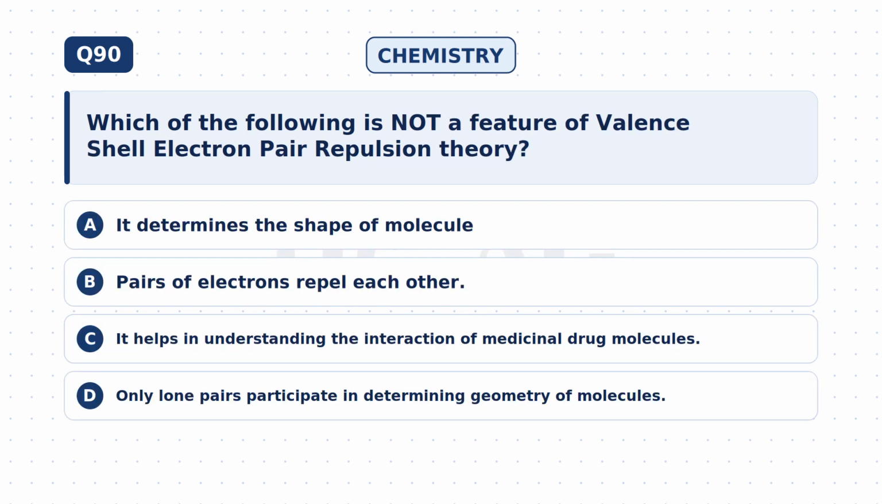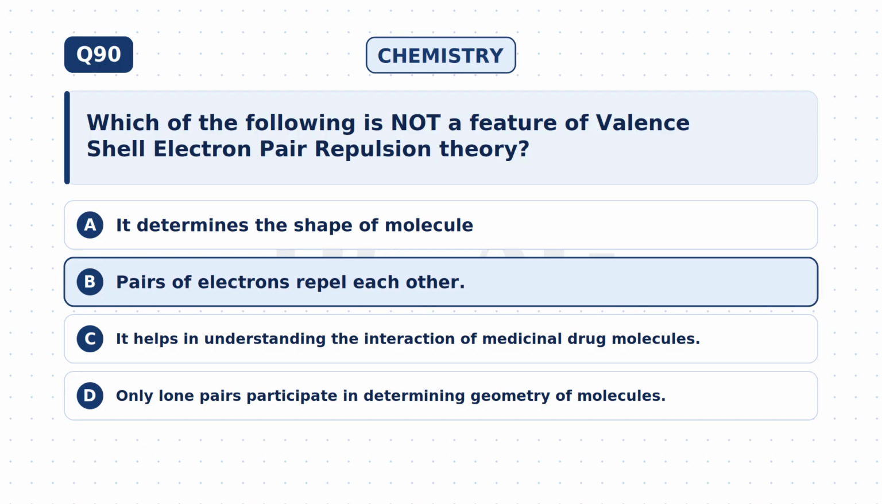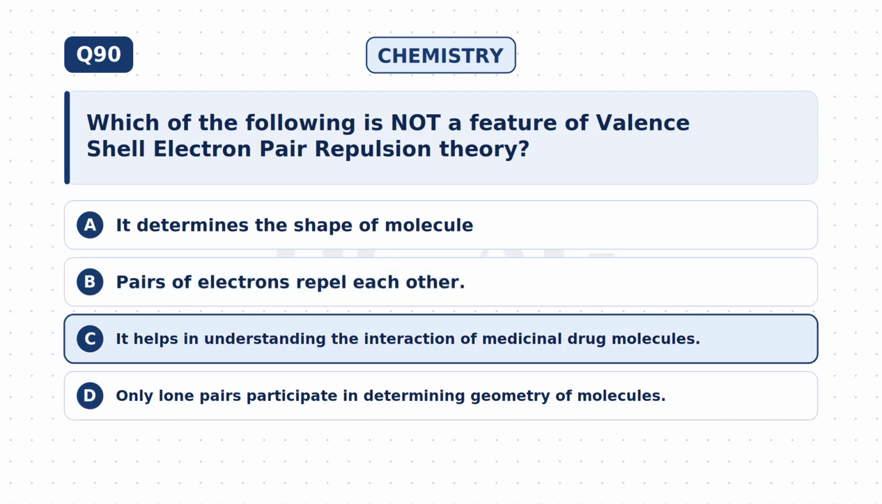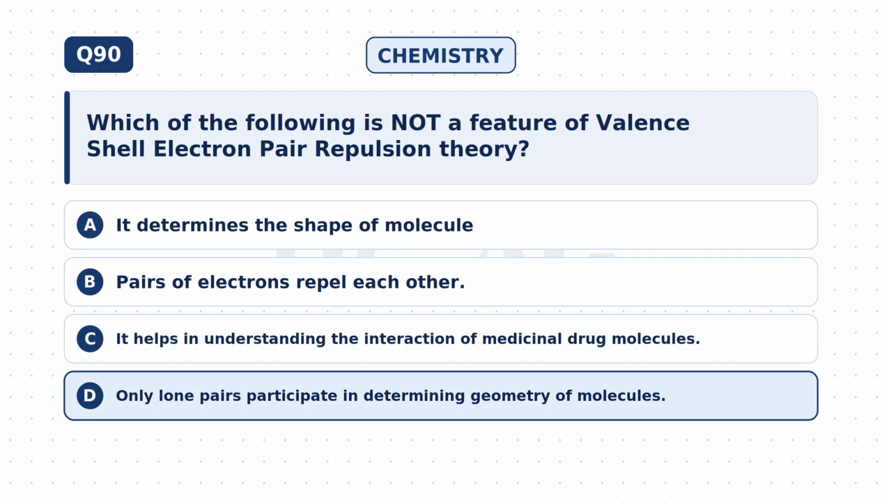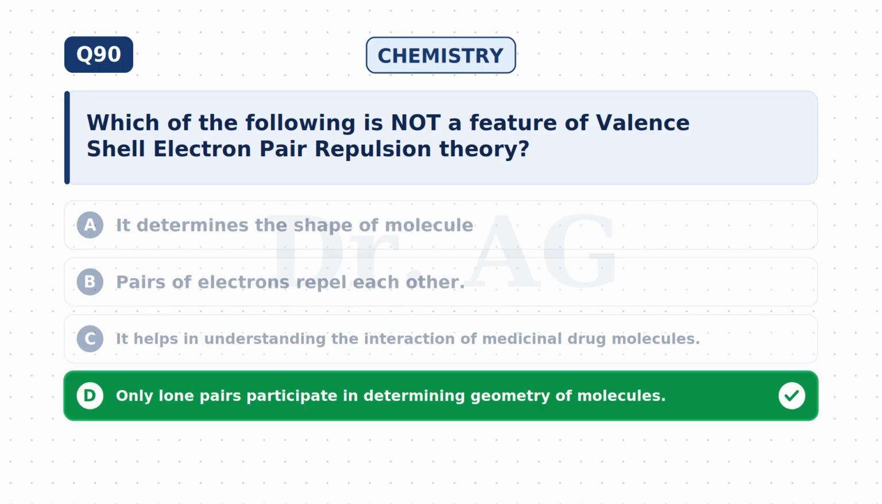Question 90. Which of the following is not a feature of valence shell electron pair repulsion theory? Option A, it determines the shape of molecule. Option B, pairs of electrons repel each other. Option C, it helps in understanding the interaction of medicinal drug molecules. Option D, only lone pairs participate in determining geometry of molecules. The correct answer is D, only lone pairs participate in determining geometry of molecules.